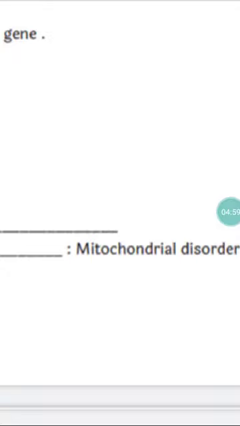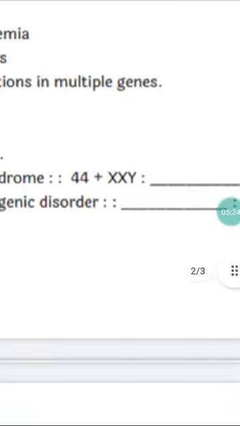For this you can refer to the page number 192, mitochondrial disorder. The example is Leber hereditary optic neuropathy. You have to refer to page number 192. Leber hereditary optic neuropathy is the name of the mitochondrial disorder.